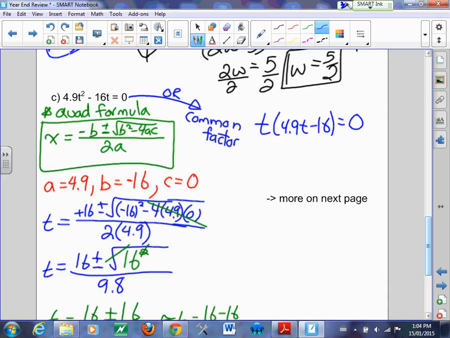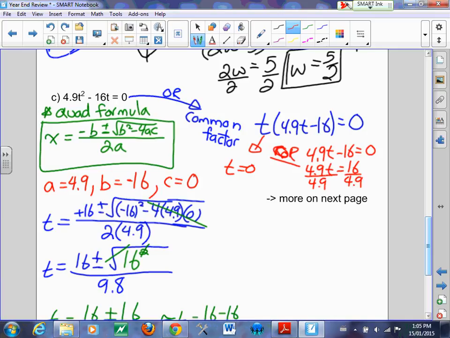So in order to get the left side equal to the right side using distributive law, the first t has to equal 0, or 4.9 t minus 16 has to equal 0. So I solve that. 4.9 t equals 16. To get t by itself, divide both sides by 4.9, and you will get t equals approximately 3.3. So that's another way you could solve in that case, just because there wasn't a constant value there.